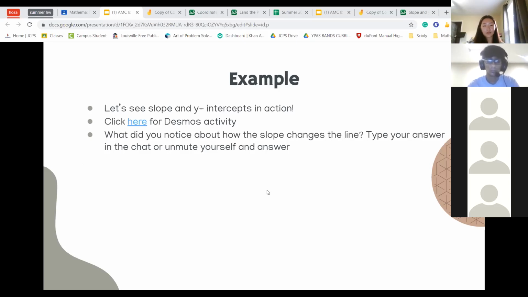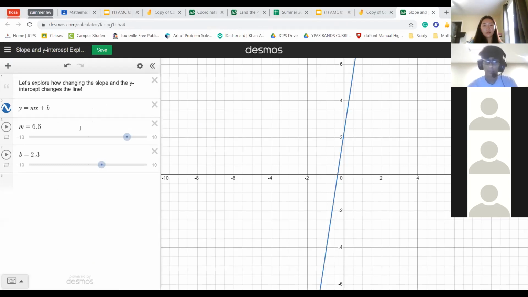So from negative to positive, the slope makes it go counterclockwise. Let's look at what Africa is saying. From negative to positive, it goes counterclockwise. So I see what you're saying. The line is turning counterclockwise. Yeah, that's true. That's how the direction of the line changes as you move the slope.